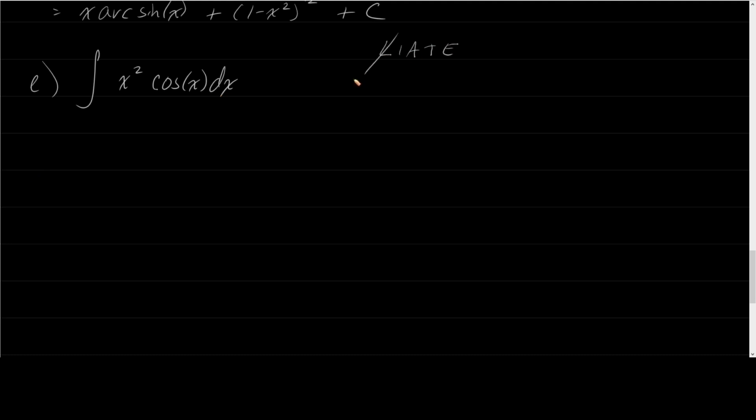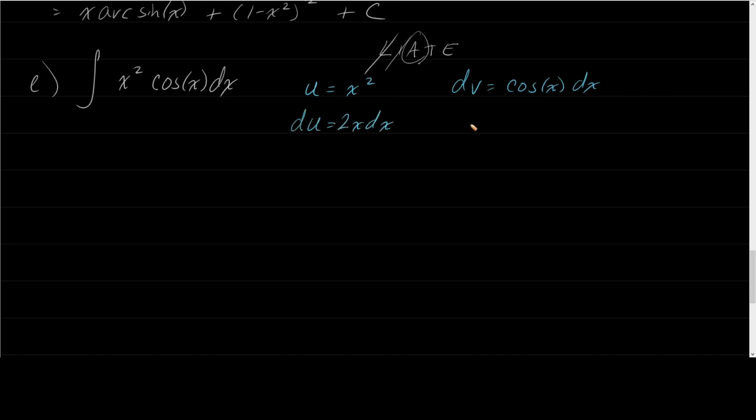So logarithmic, no, we don't have that. Inverse trig, no, we don't have that. Algebraic, we do have that. Algebraic are things like polynomials, things that have just x's on them. Think of what you did in your algebra courses. So we do have an algebraic, and that algebraic function is going to be our u. So let's make u be x squared. Therefore, dv would be the rest, so it would be cosine of x dx. If u is equal to x squared, then du is equal to 2x dx.